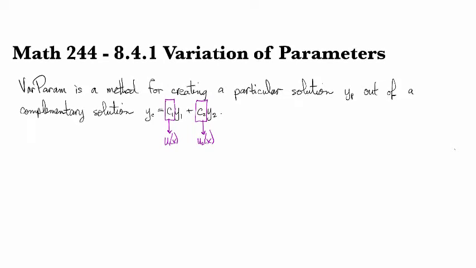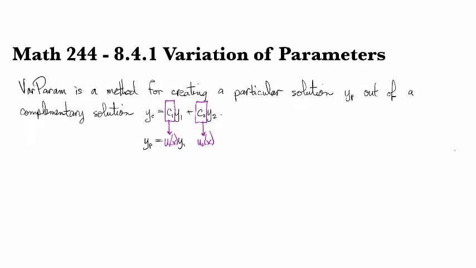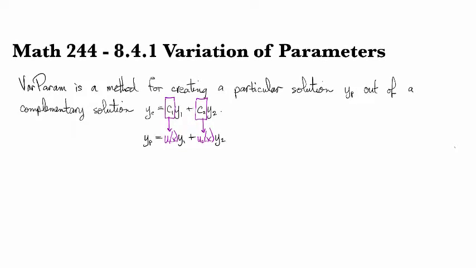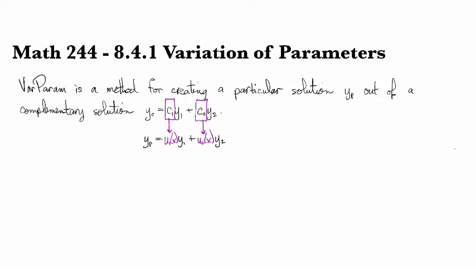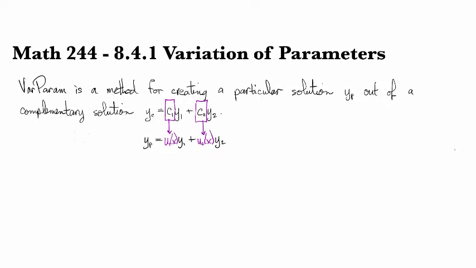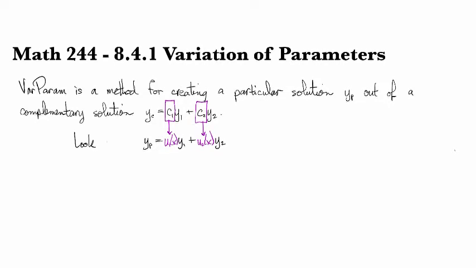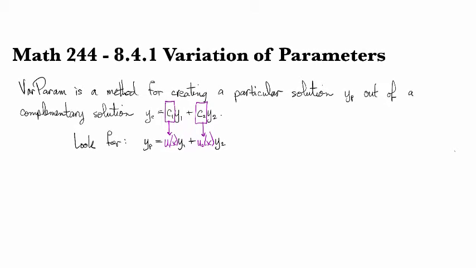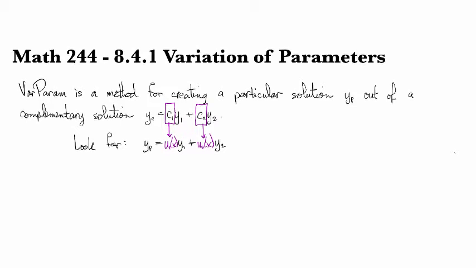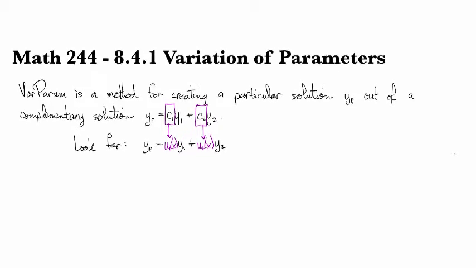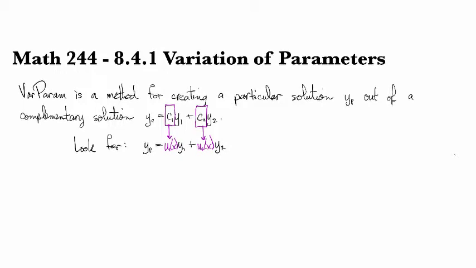And so the idea is to look for a solution that's a linear combination of the two parts of the complementary solution that you found, but now with coefficients that can vary. So the idea is to look for something of this form. Okay, it's probably easiest to show it by example.